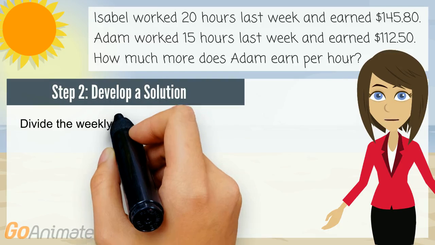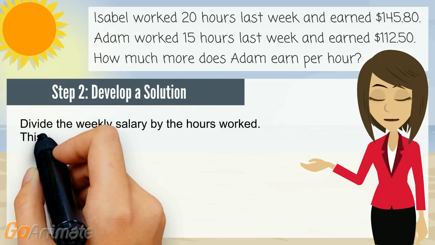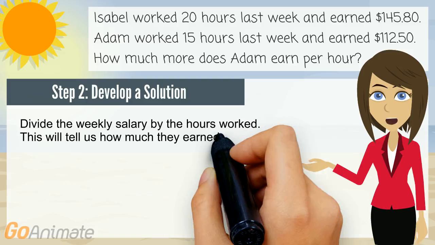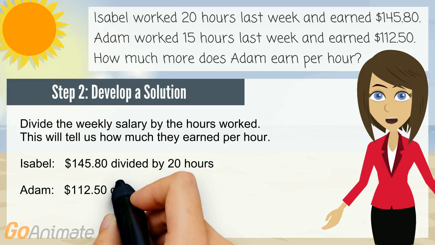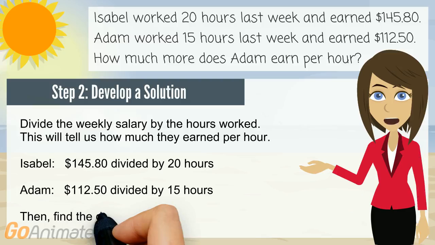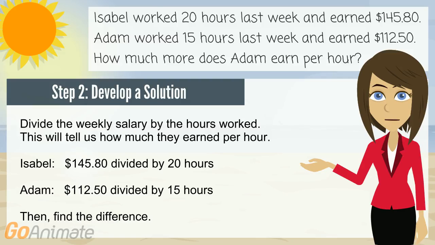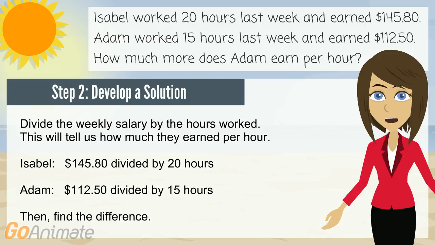Our next step is to plan a solution. We know how much they made per week, but we don't know how much they made per hour. To find this, we take the total amount they made per week and divide it by the number of hours they worked. To find the difference in hourly salaries, we would subtract the two amounts.